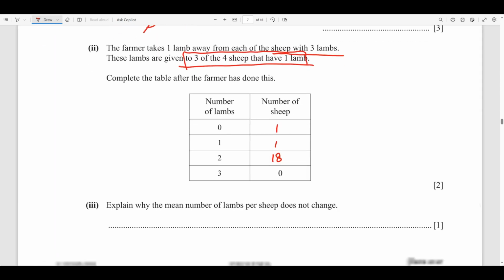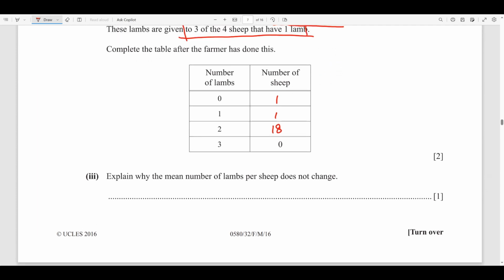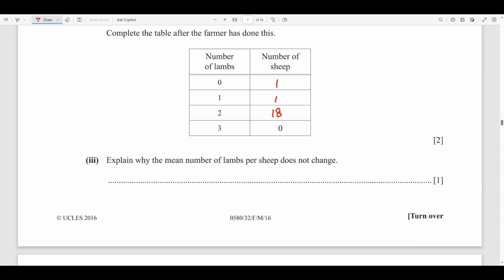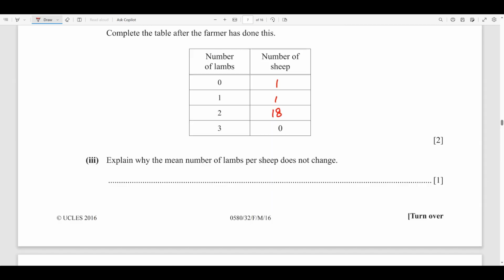All right, explain why the mean number of lambs per sheep does not change. Okay, the mean number of lambs wouldn't change because the number of lambs and the number of sheep is still the same. It's only transformed from one category to another. It's the same number of lambs and the same number of sheep. So that's why it wouldn't change the mean.